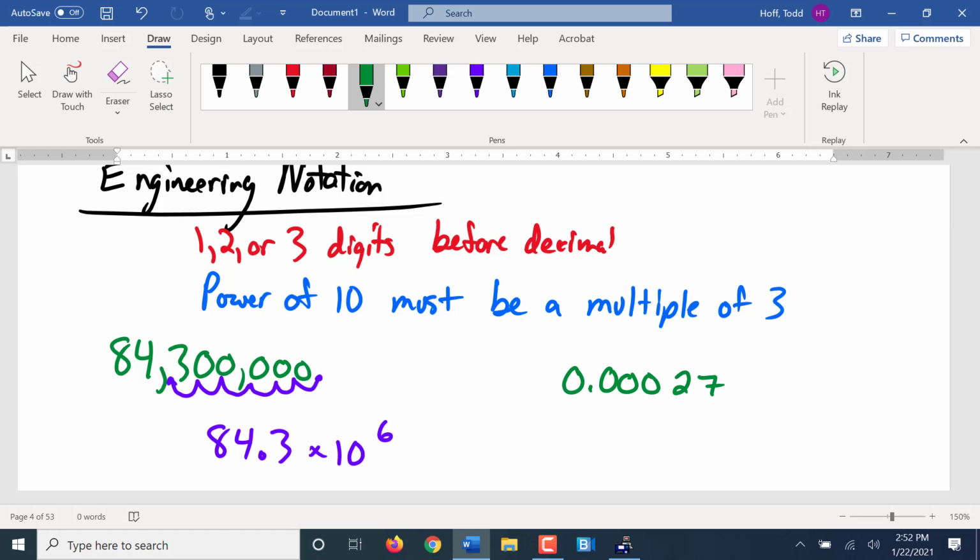So I have 0.00027. I move my decimal point. 1, 2, 3. Can I move it 3 more? It looks like I can't, but I have to. Right now, there's only zeros in front of the decimal point if I stop there. We have to have 1, 2, or 3 digits that are not zeros. So I have to go 4 or 5, and I have to add a 0 to go 6. So that's 270 times 10 to the -6. That was a small number, so it's a negative power of 10.